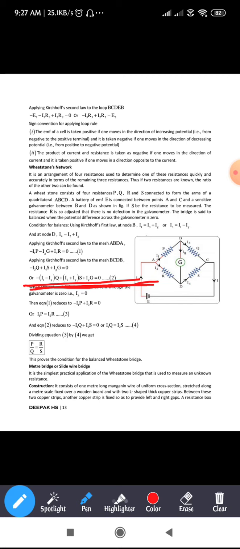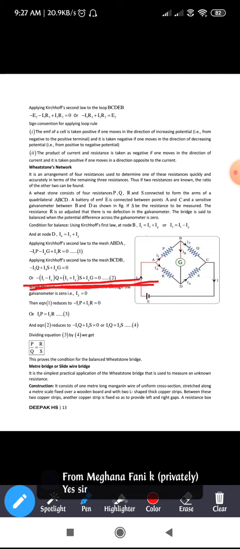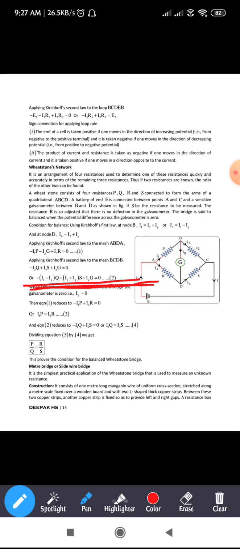Is it fine, students? Did you understand that? We have just substituted the values of I3 and I4 there. Is it clear? When you substitute the I3 and I4 values, the equation you get is represented by equation 2. Just check it once.